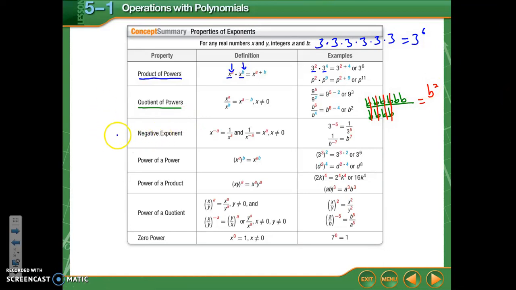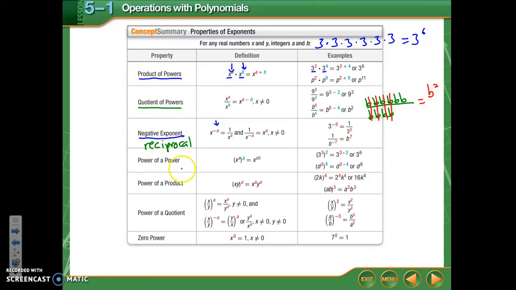Negative exponents. This one is sometimes a hard one to remember. If my exponent is negative, not my regular numbers, but my exponent, a negative exponent means take the reciprocal. So x to the negative a is 1 over x to the a. If I have my negative exponent in the denominator, I still do the reciprocal and it moves to the top. So 1 over x to the negative a is just x to the a. So you can look here at these examples. 3 to the negative 5th is 1 over 3 to the 5th. 1 over b to the negative 7th is b to the 7th.